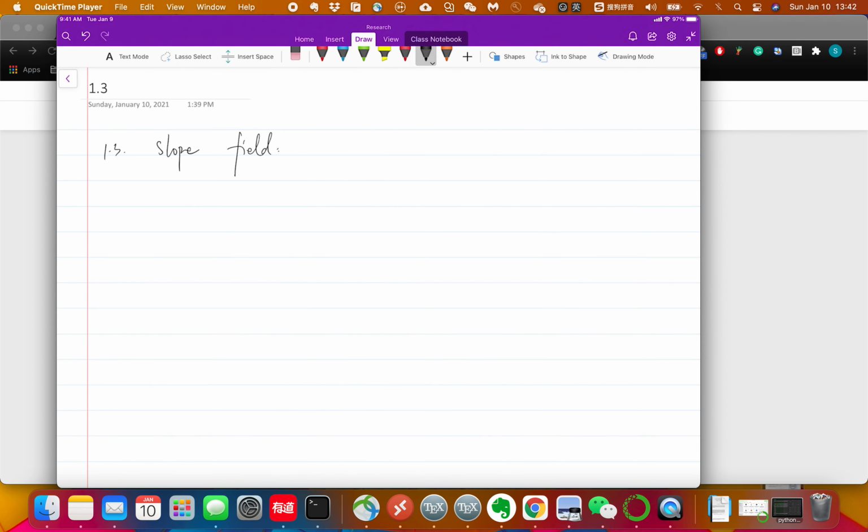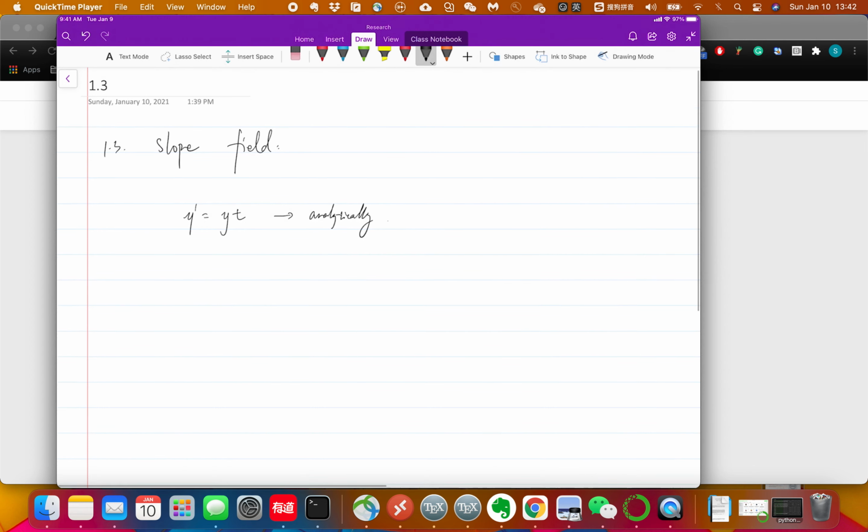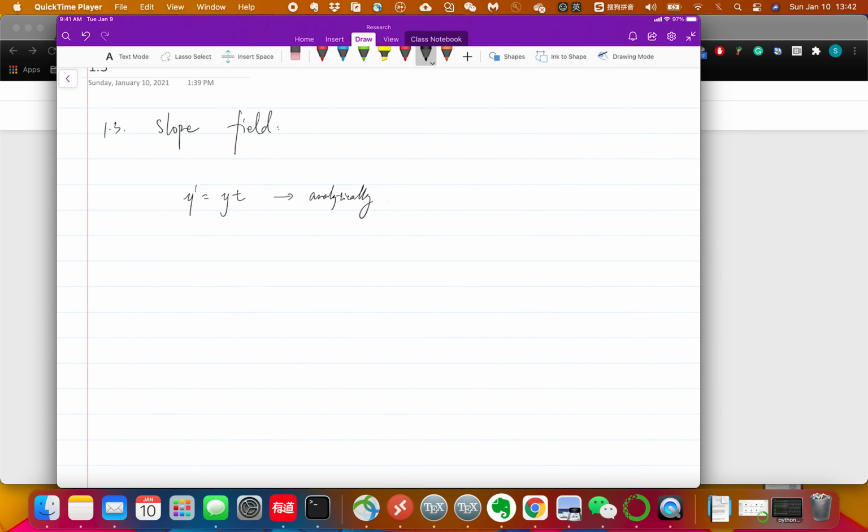Today we will be going over 1.3, the slope field. The key is still, if we know something like this, like before, what we can know is this is separable, and we can solve it analytically. And then, of course, we know this only works for the ODEs which are separable. But in general, it is not doable analytically. So can we do something else if we have encountered something that we don't know how to solve by hand?